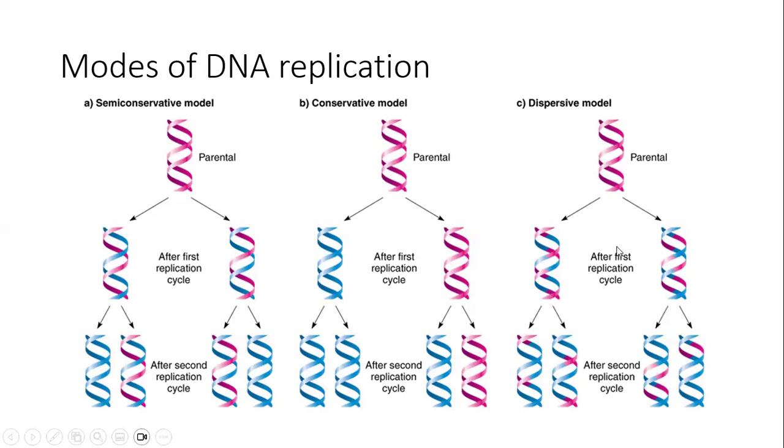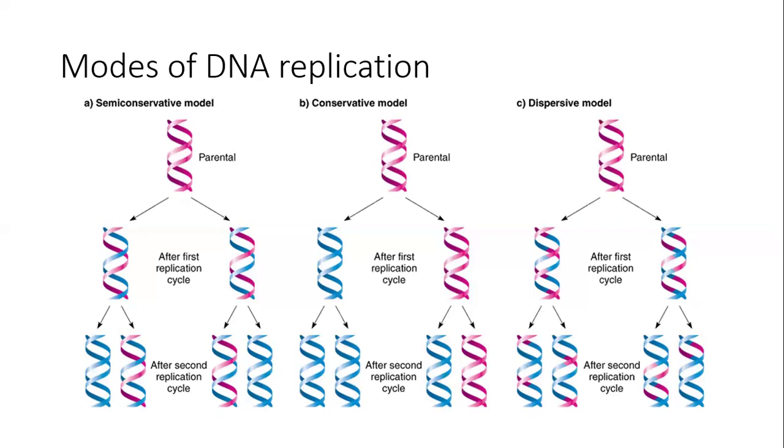So initially, three different modes of DNA replication were considered by different groups of scientists, that is the semi-conservative model, conservative model, and dispersive model. According to the semi-conservative model of DNA replication, both the strands of the parental DNA will act as a template during DNA replication, so that at the end of the replication, each daughter cell will receive one parental DNA strand and one newly synthesized DNA strand.